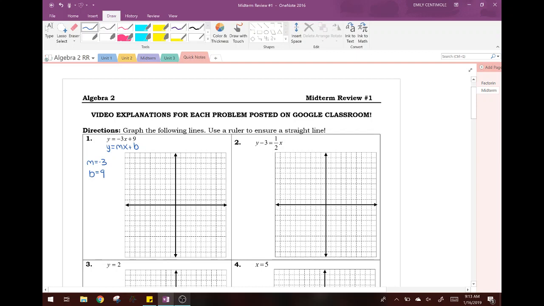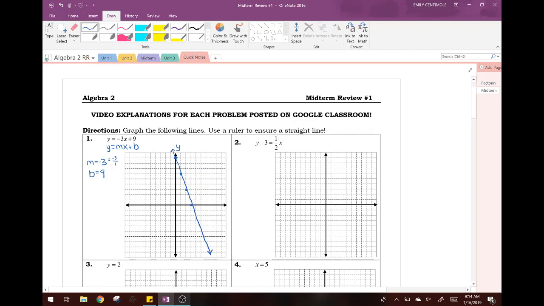So I'm going to start by going to my y-axis, going up 9 units. The b reminds us where to begin. I'm then going to go down 3 and over 1, down 3 and over 1, down 3 and over 1, because my slope of negative 3 tells me down 3 and then over to the right 1. I then connect these with a straight line. I'm going to try to do the best I can here to make it straight. Okay, but you guys are obviously using a ruler or your ID.